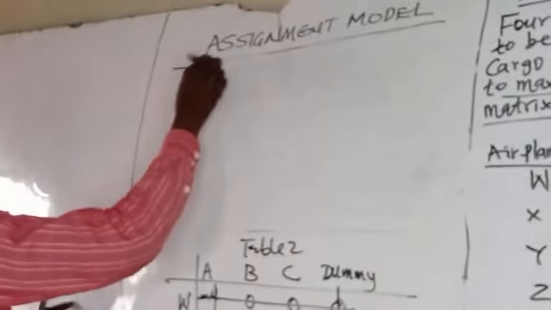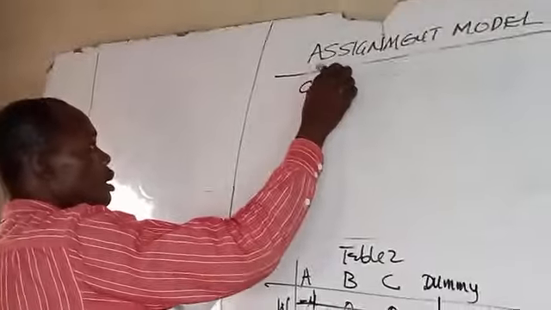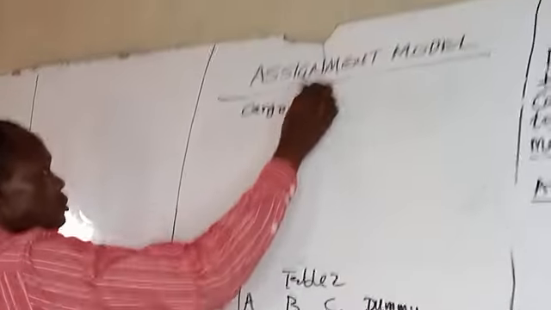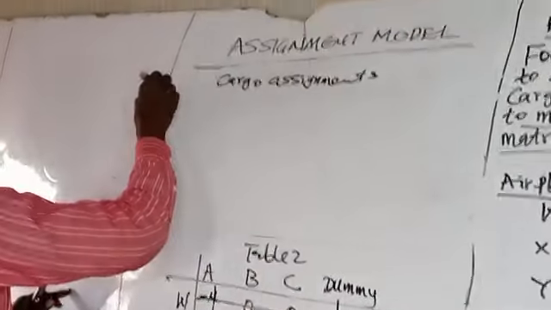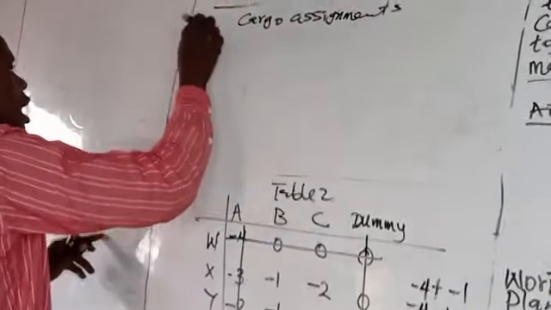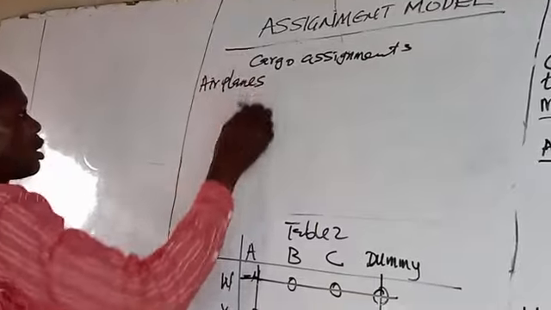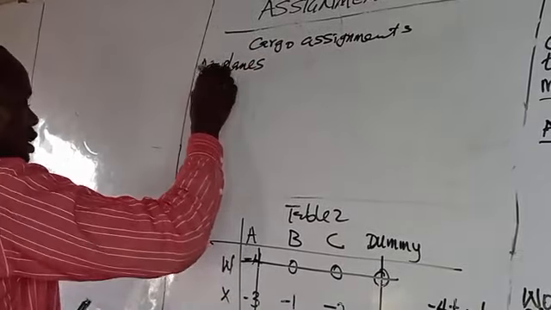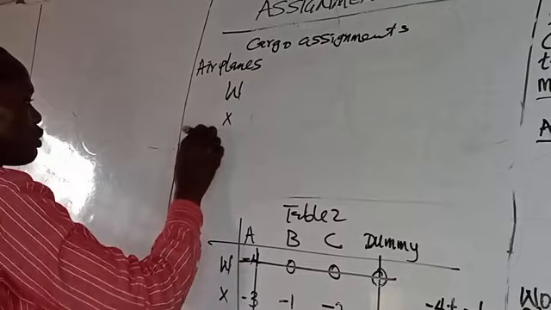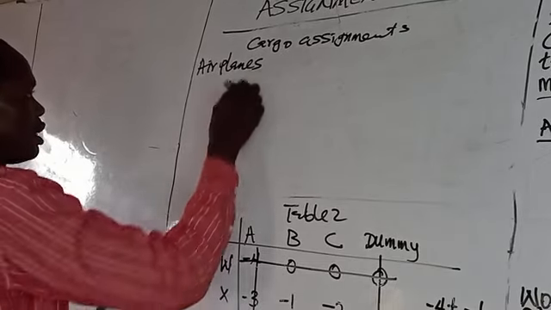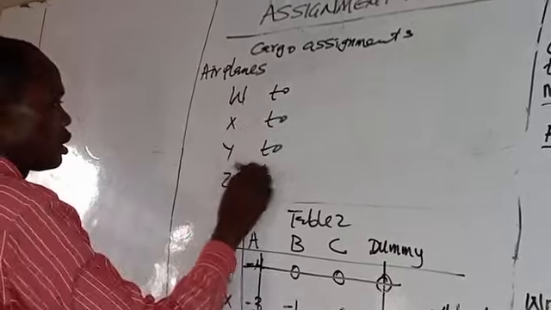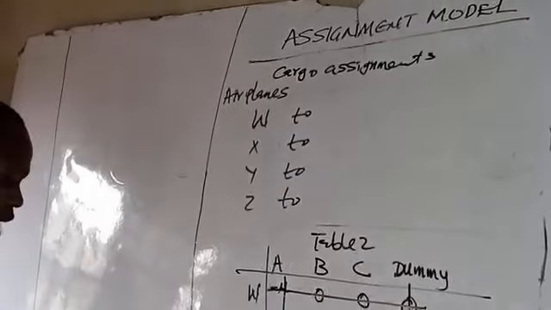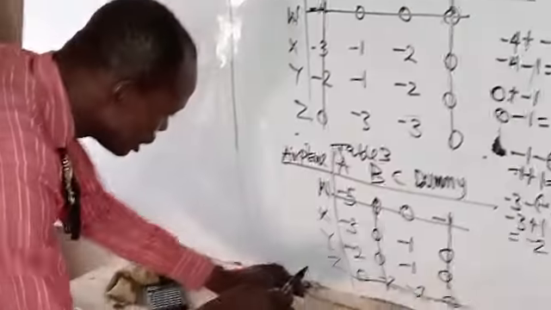Now, cargo assignments. Then we have airplanes. So we have W, X, Y, Z, which will be assigned to cargo. Now back to the table.